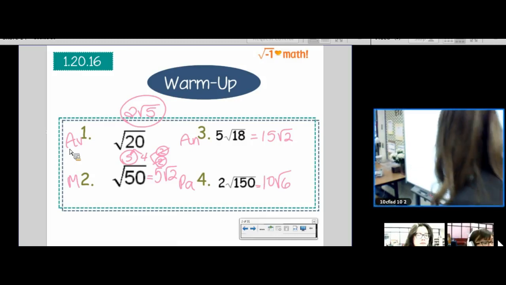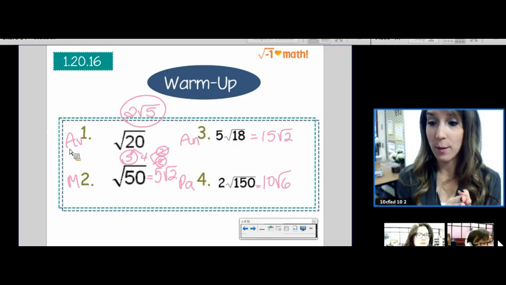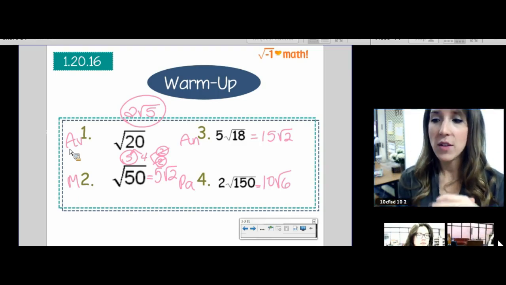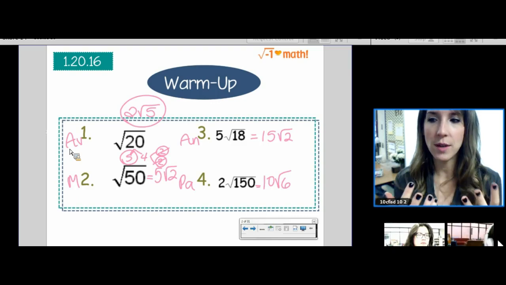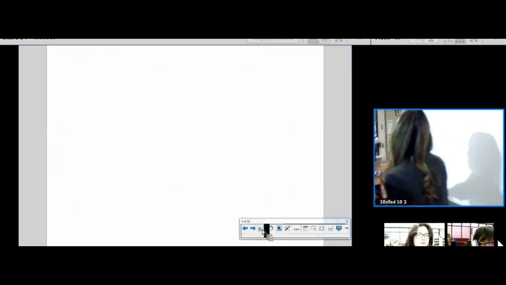Right, so good job on the warm-up. I do want to show you one other way to think about simplifying radicals that you might already know, but if you have good number sense, some people like doing it this way better. So let's look at number 1 and number 2. Let's look at it in a different light.